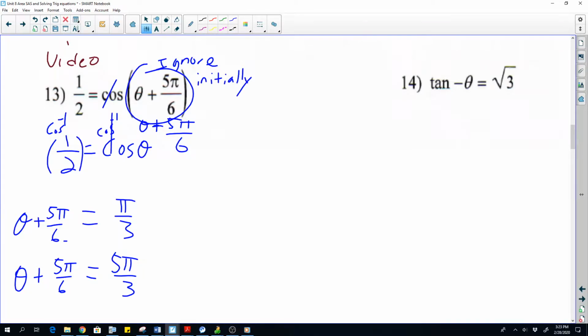So what do we do to the other side? We minus 5 pi over 6 to the other side. So we're going to go ahead. So minus, it's those two, sorry. So minus 5 pi over 6. Not add it, we're going to minus it, right? Because we're trying to get it over to the other side of the equal sign, right?